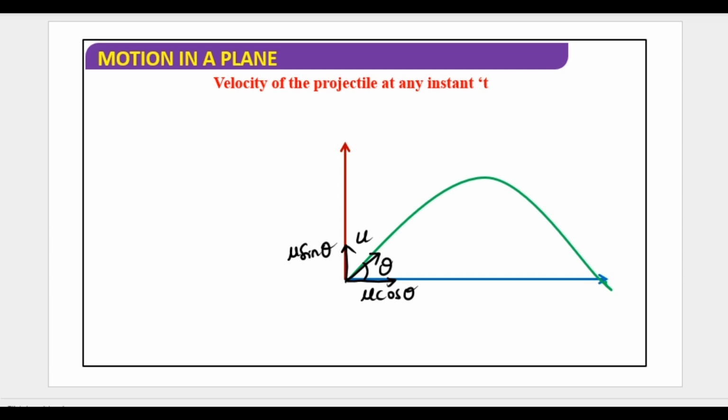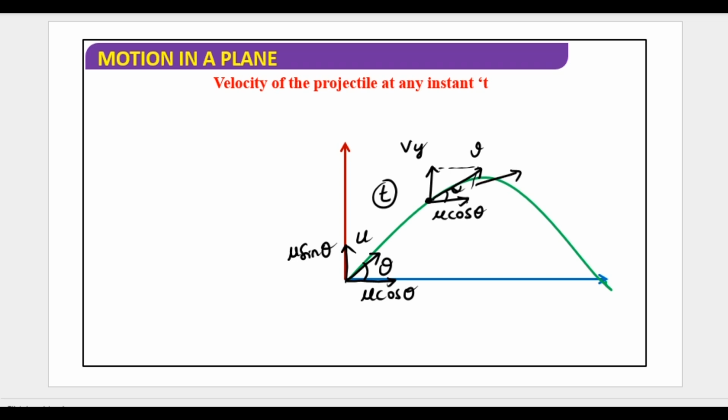Then find the velocity of the projectile after certain time t. Suppose after certain time t, the particle is here. We know very well that throughout the motion, the horizontal component of velocity remains constant. So at this point also, it is u cos theta, but the vertical component of velocity decreases. The resultant of these two is given by the tangent drawn at this point, and this resultant makes an angle alpha with the horizontal.